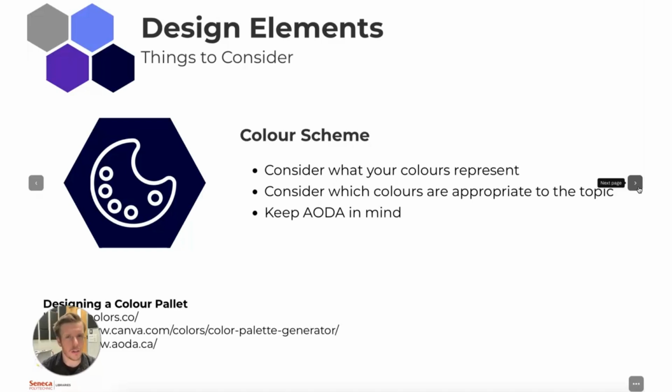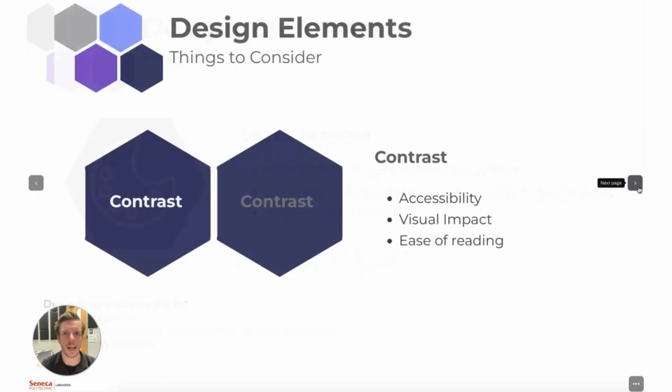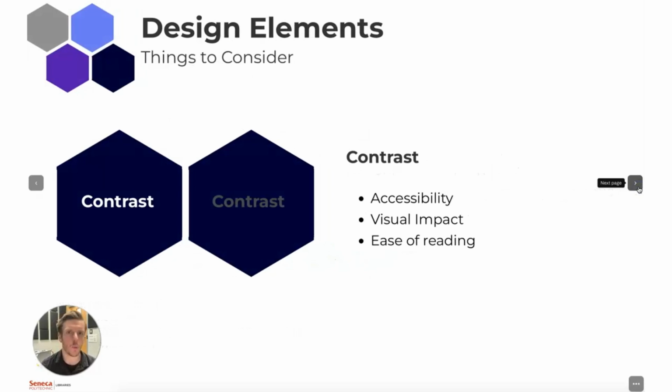And when I say keep AODA in mind, I'm talking about accessibility. We want to make sure that every time we are creating content, we are thinking about accessibility. So from a color perspective, we want to make sure our color contrast is high enough. On screen, you can definitely see a white background with dark text or a dark background with white text. This offers some great color contrast so that we can immediately see and read what is on screen.